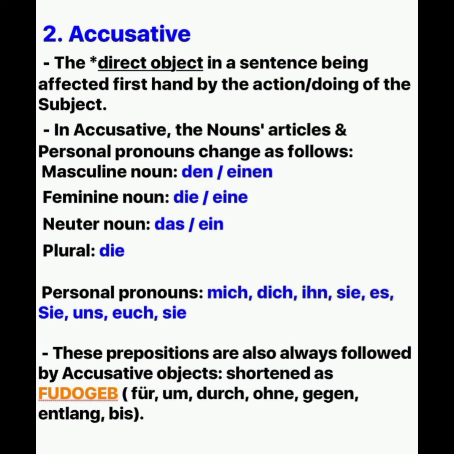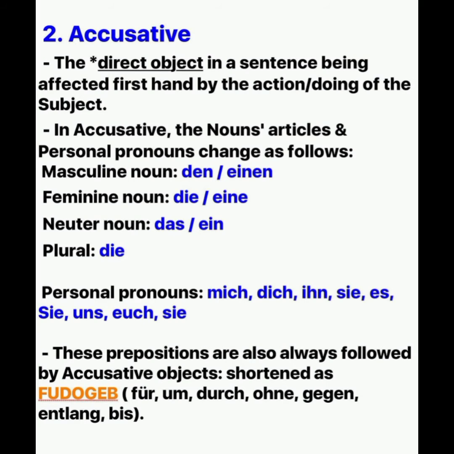Then also in accusative, we have prepositions. There are also prepositions that whenever you see them, the following thing must be put also in accusative. So these prepositions are also always followed by accusative objects. So here are some prepositions for you to note down, that whenever you see these prepositions, the following article also must be put in accusative. So look at those prepositions. I normally shorten them as fudogeb.